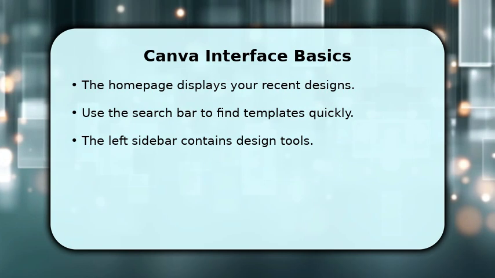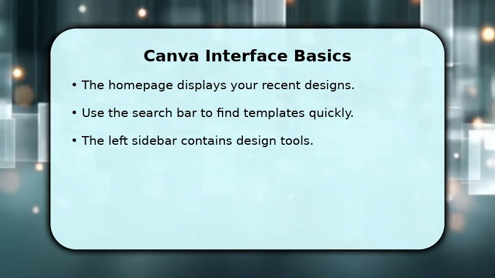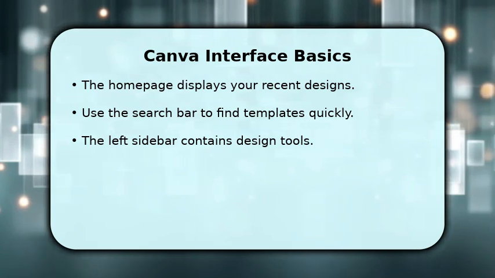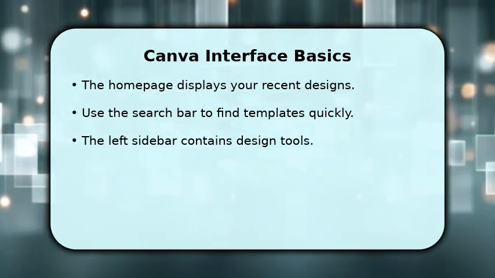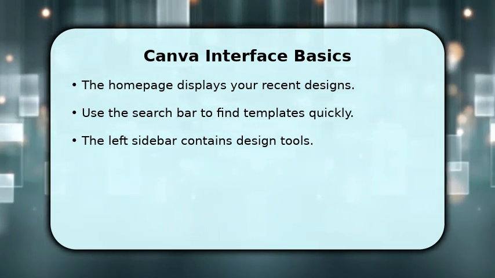When you're in the editor, the left sidebar transforms into your design toolkit, offering elements, text, uploads, and more. The top bar within the editor allows you to name your design, undo changes, and access sharing or download options.